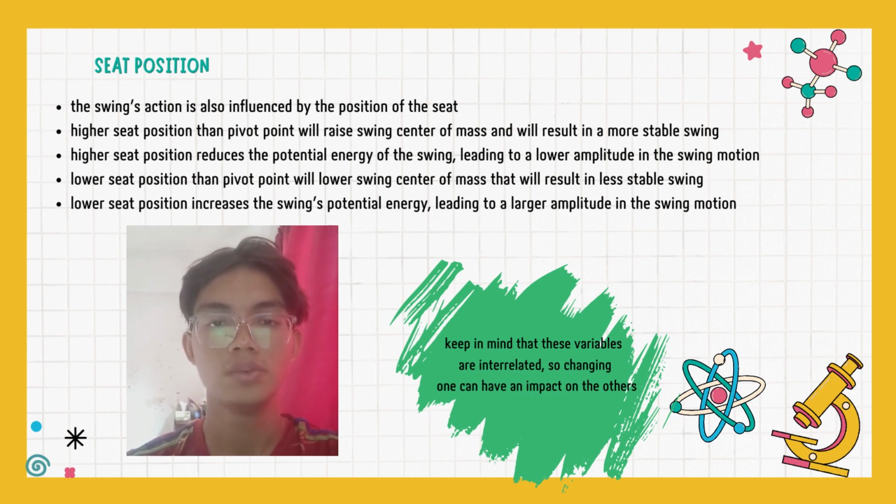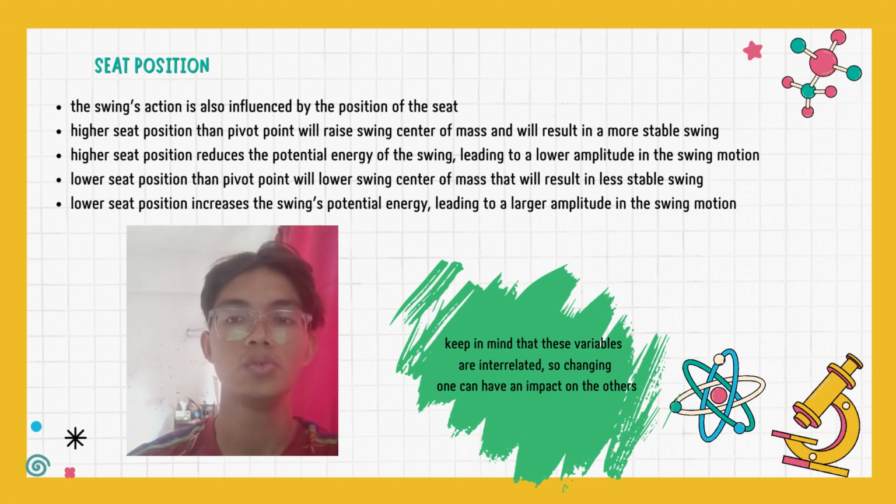For a lower seat position than the pivot point, it will lower the swing center of mass, which will result in a less stable swing. However, it can also decrease the swing velocity and overall speed. A lower seat position also increases the swing potential energy, leading to a larger amplitude in the swing motion.